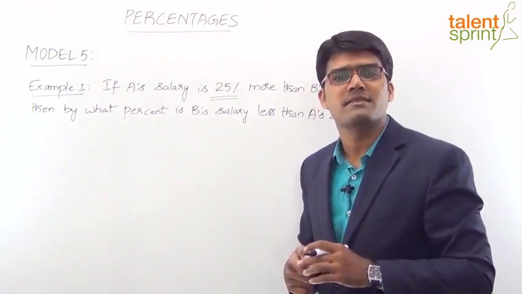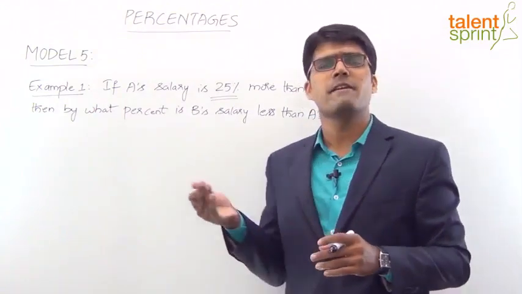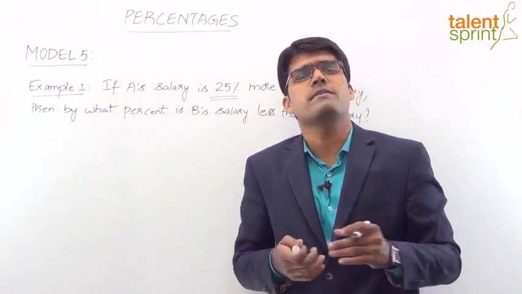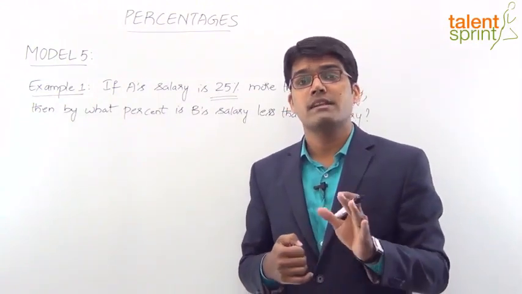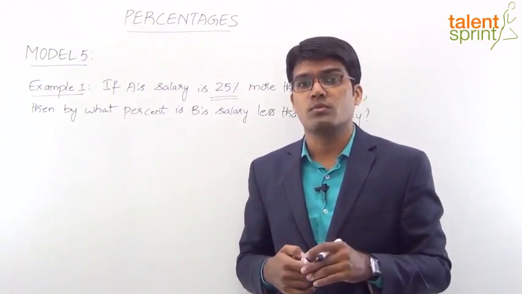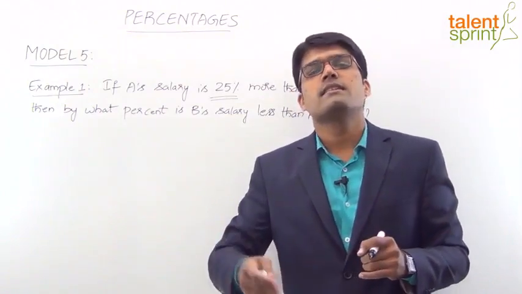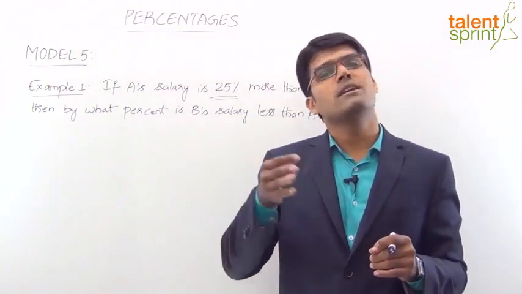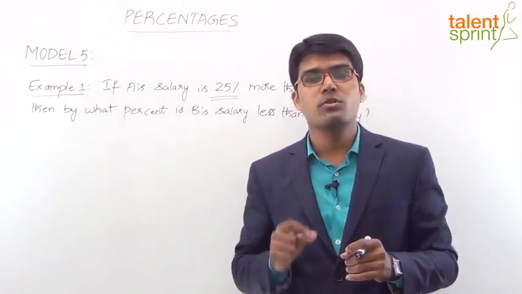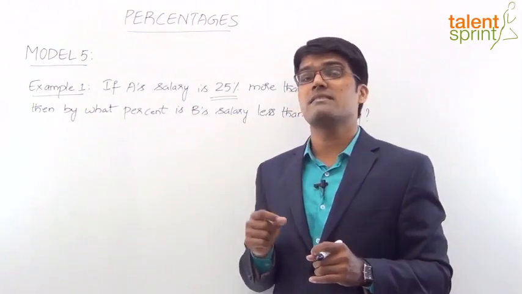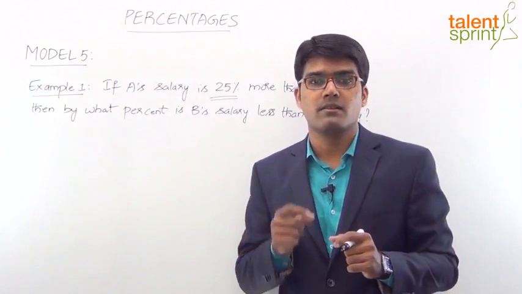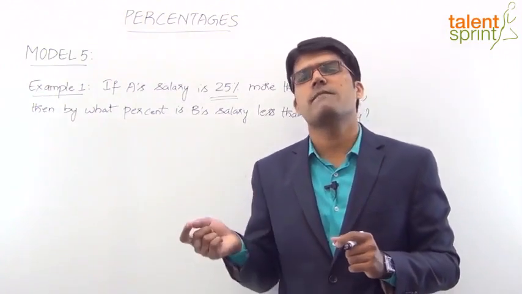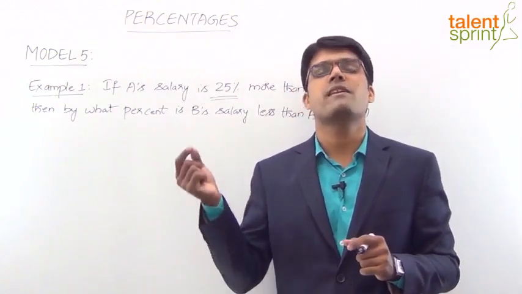Many students commit this mistake. They say if A is 25% more than B, then B has to be 25% less. Understand, when it comes to percentages, it is not true. See, if A is, let's say, 30 rupees more than B, then B will be 30 rupees less than A. Absolute values, it will always satisfy. But percentage values will not satisfy this point here. If A is 25% more than B, it does not mean that B is 25% less than A.